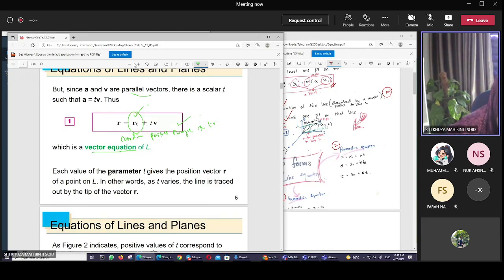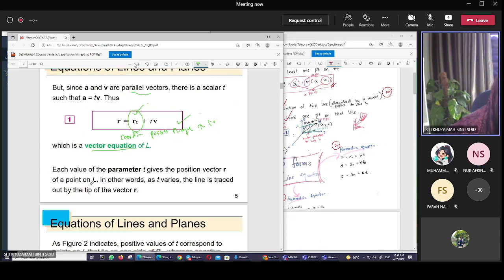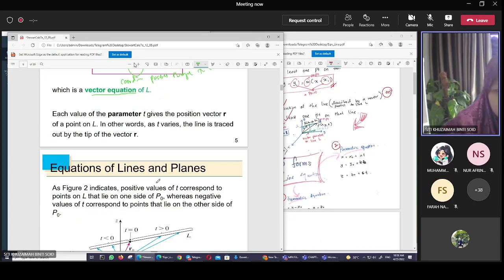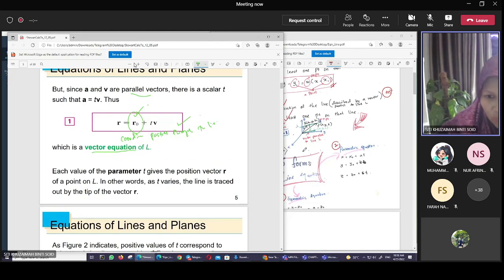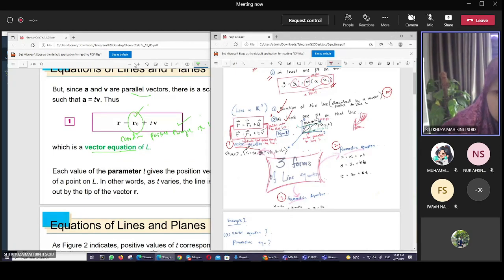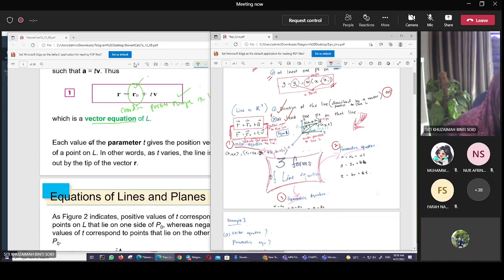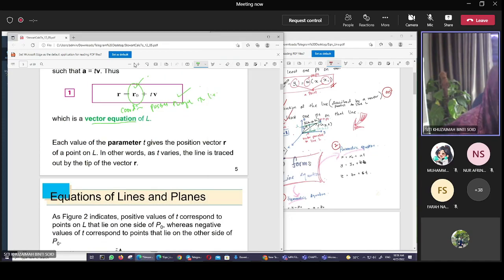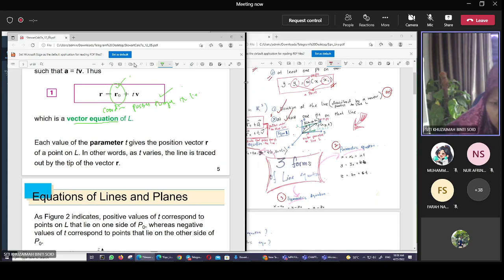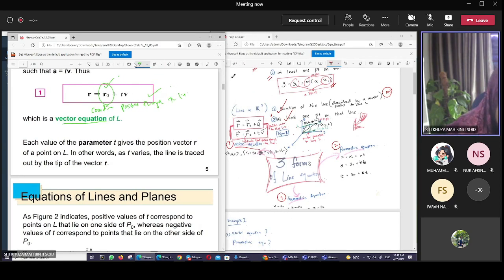Each value of the parameter T gives the position vector R. Okay, ini dia cerita baru, dia cerita satu form. One form of the equation of the line in vector form. Ya, dalam bentuk vector equation lah. Ini symmetric, ini parametric. Nanti saya akan relatekan these 3 equations. Ini saya follow this slide ya, supaya tak terskip. Okay, ni dia cerita another point.